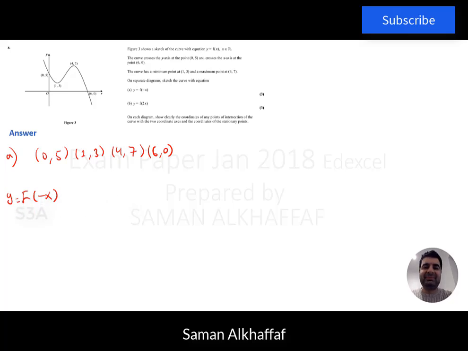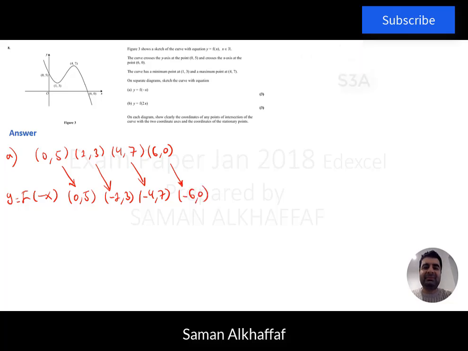So the first point will remain the same, and the second point will change to (minus 1, 3). We can write these down so we can connect them together. So the first point is (0, 5), the second point is (minus 1, 3), the third point is (minus 4, 7), and the fourth point is (minus 6, 0).